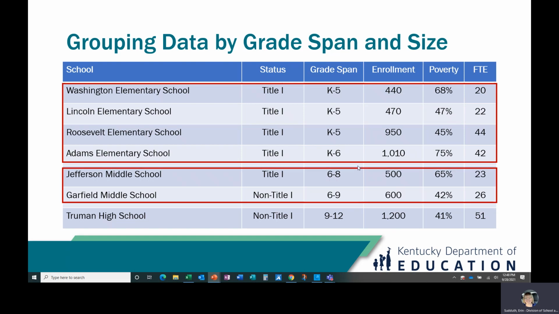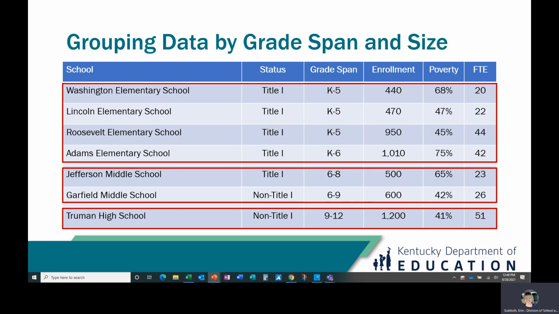Group B includes grades 6 through 9. Again, Garfield Middle serves grades 6 through 9 and has more grades in common with Jefferson Middle, which serves grades 6 through 8, so we group them together. Group C includes grades 9 through 12 and includes only 1 school. Next, we will group based on enrollment.